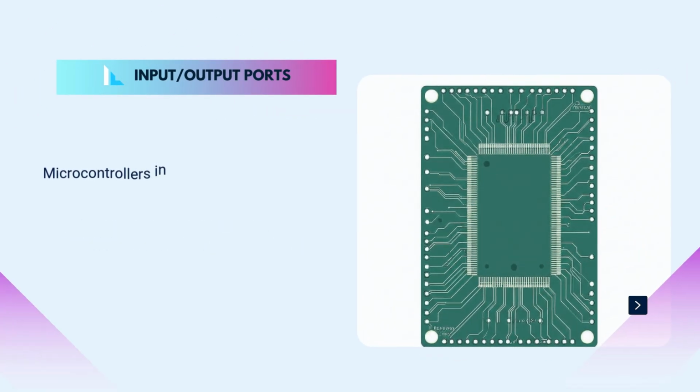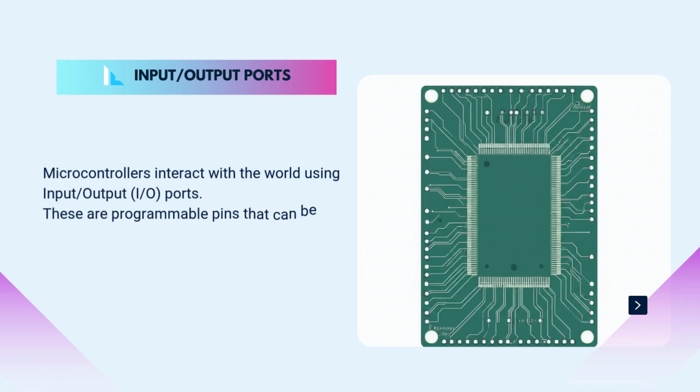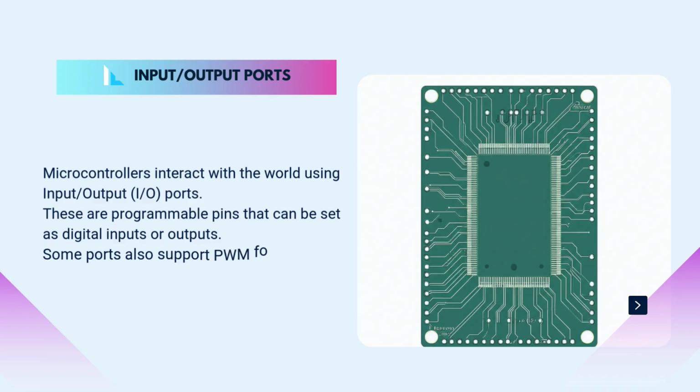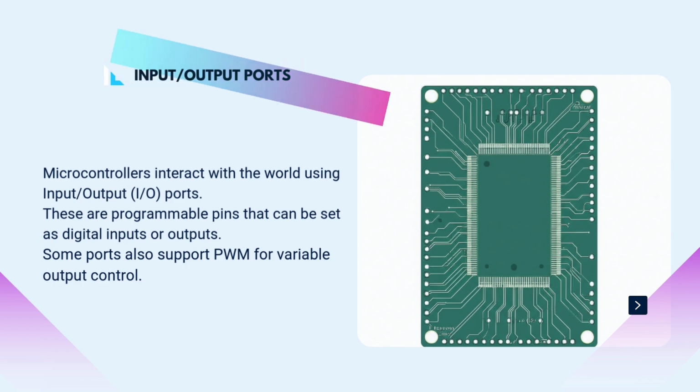Microcontrollers interact with the world using input-output, I/O, ports. These are programmable pins that can be set as digital inputs or outputs. You can connect sensors, LEDs, motors, displays, and much more through GPIO. Some ports also support PWM for variable output control, great for dimming LEDs or controlling motor speed.